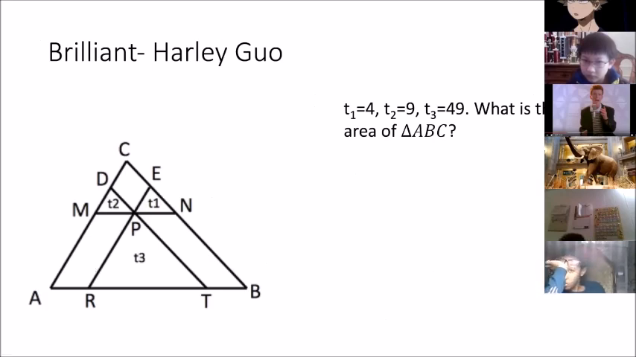Okay, so this is a problem from Brilliant, and it's a similarity problem. You're given three sides that are parallel to the triangle sides, and same thing for MN as well, it's parallel to AB. Then it tells you the area of these three smaller triangles. The area of this one is 4, the area of this one is 9, the area of this one is 49. And it asks you to find the total area of the triangle.